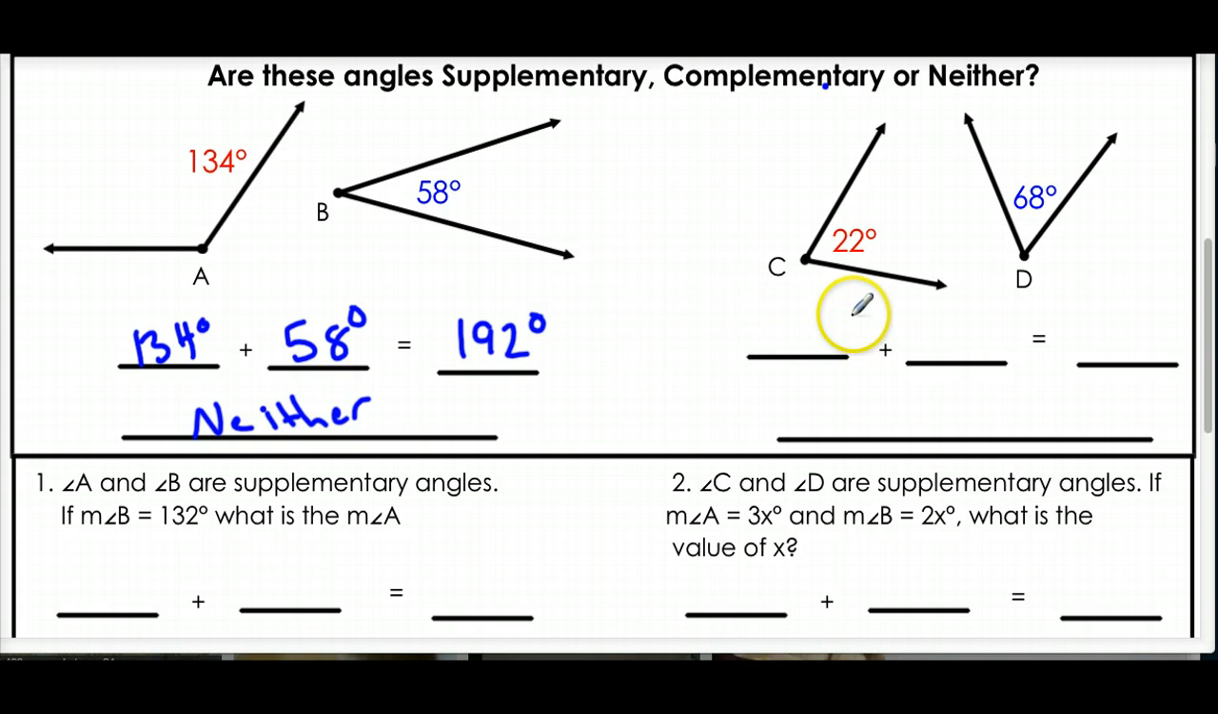Now the second one is angle C is 22 and angle D is 68. So we got 22 plus 68 degrees.